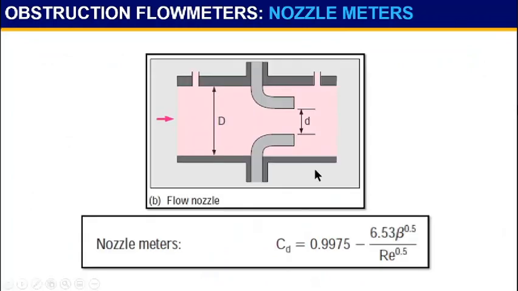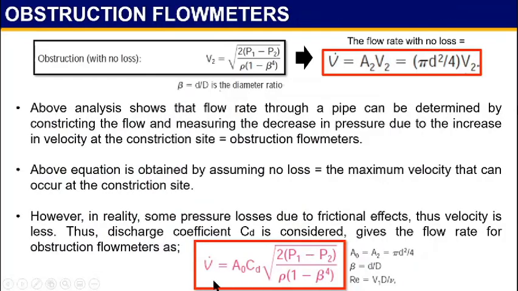And then we also have another obstruction flow meter called the nozzle meter. For nozzle meters, it is as shown in this schematic figure, and the discharge coefficient is written in this equation. Just use this equation and insert it in the equation of volume flow rate for obstruction flow meters, considering the discharge coefficient.